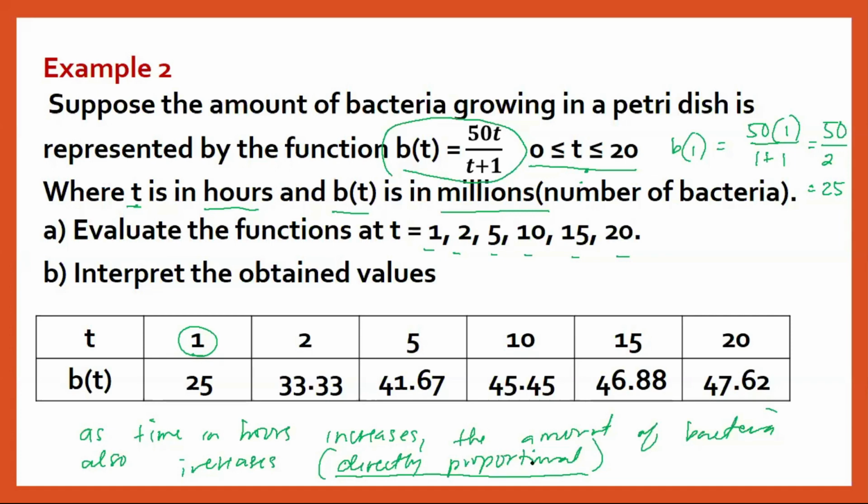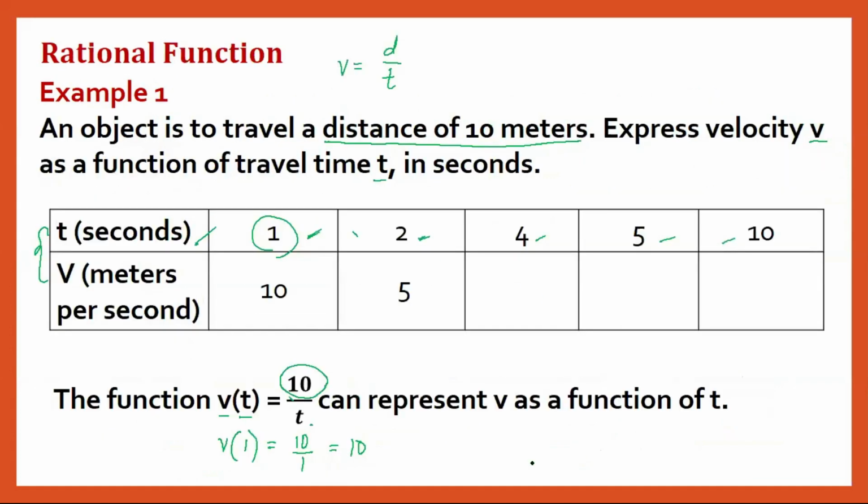How about the first example? Balikan natin. So in this case, the two variables are inversely proportional. Because as time in seconds increases, the velocity decreases. Pataas yung values ng isang variable habang papaba naman yung values ng isa pang variable.